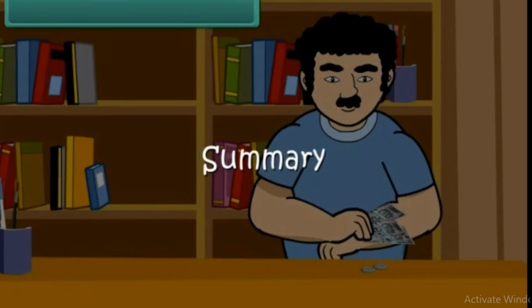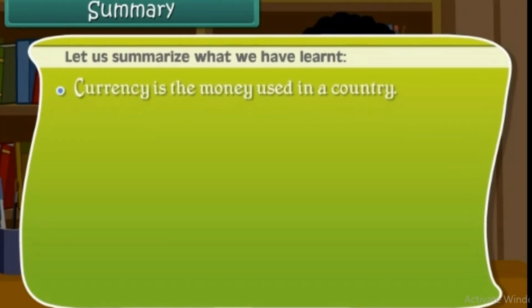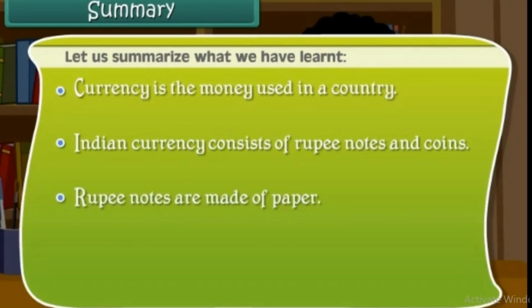Summary. Let us summarize what we have learnt. Currency is the money used in a country. Indian currency consists of rupee notes and coins. Rupee notes are made of paper.